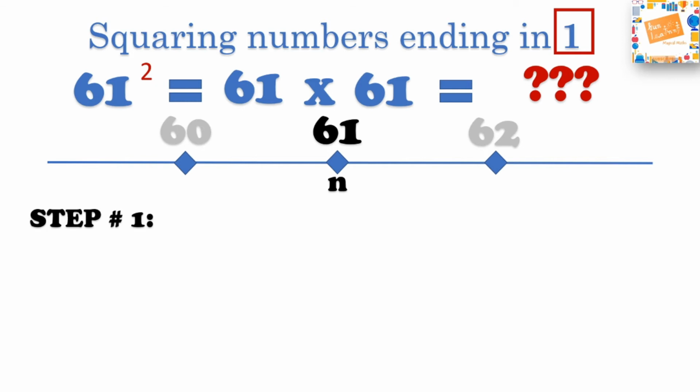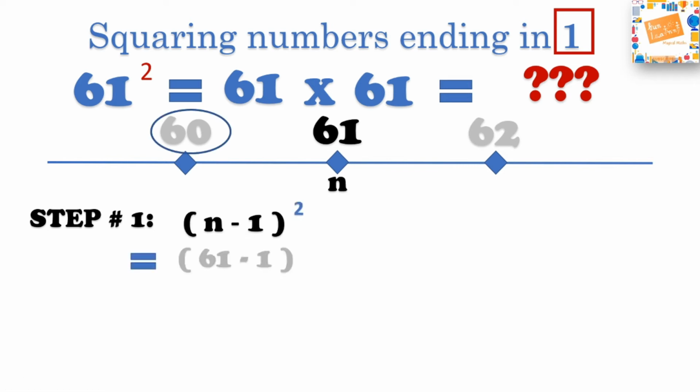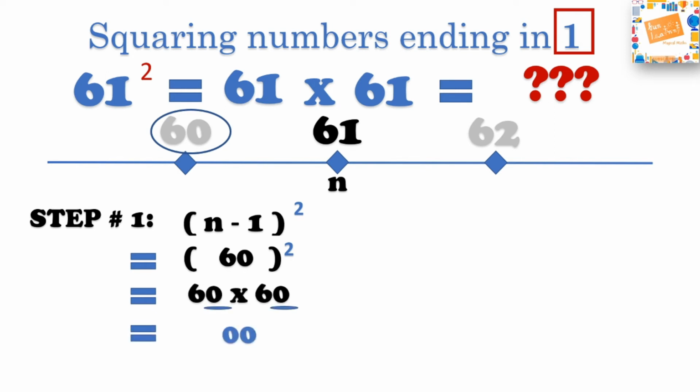So our step 1 needs us to go to the nearest 10. And how can we do that? By n minus 1 and then squaring it, which is equal to 61 minus 1, that is 60, and square the same. Now how you find 60 times 60 is consider the two zeros and keep it aside and then multiply 6 by 6, that is equal to 36. So this is our answer for step 1.